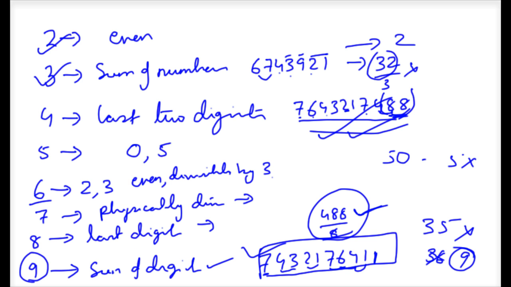Then again you have the test of divisibility for 10. The test of divisibility for 10 is quite simple: the number should end with a 0. If the number ends with a 0, then the number is divisible by 10.